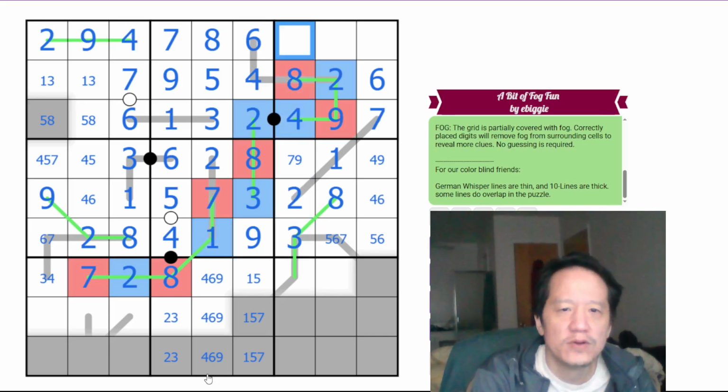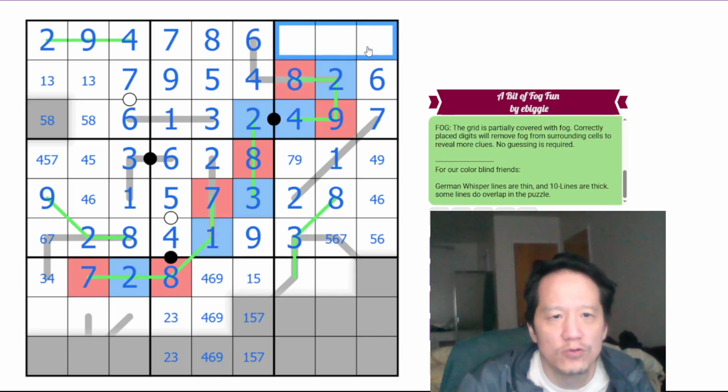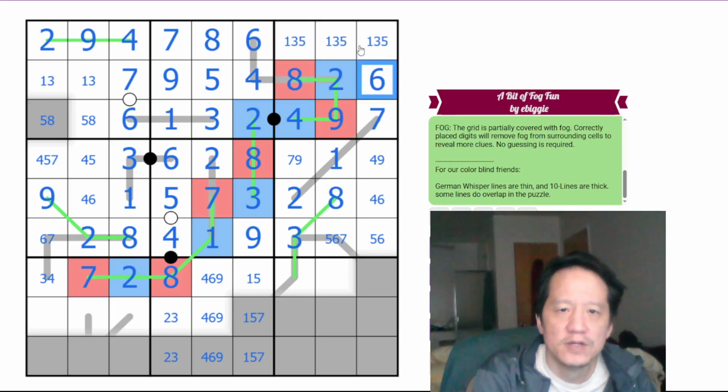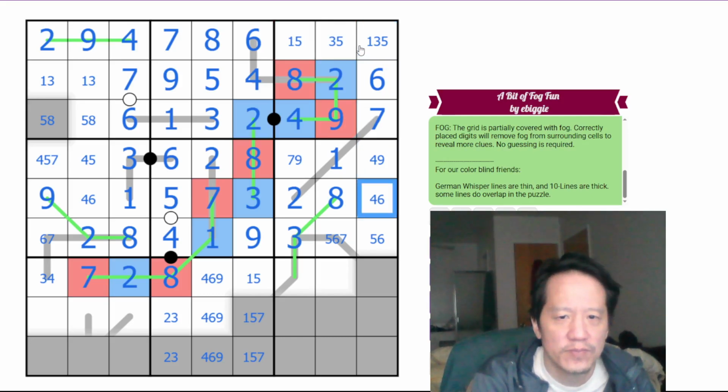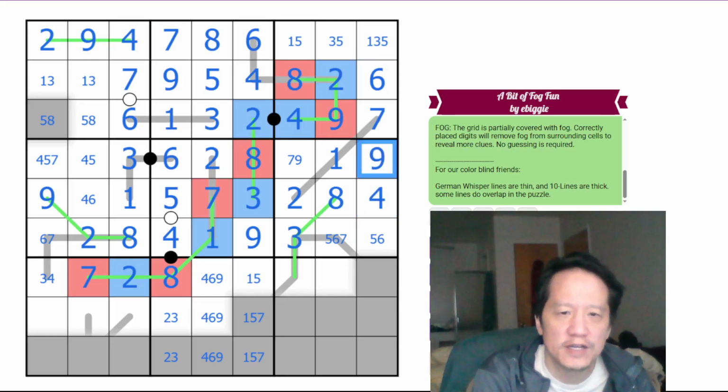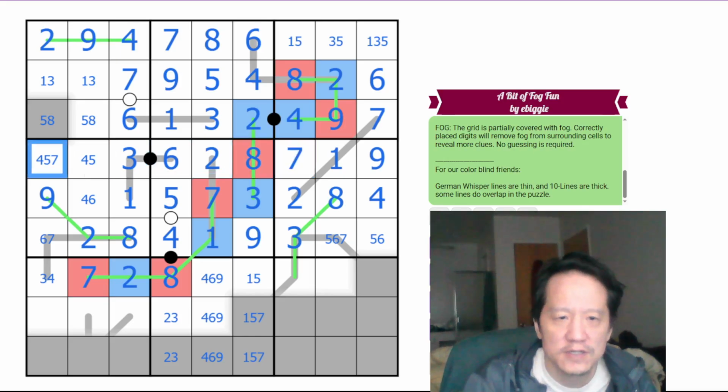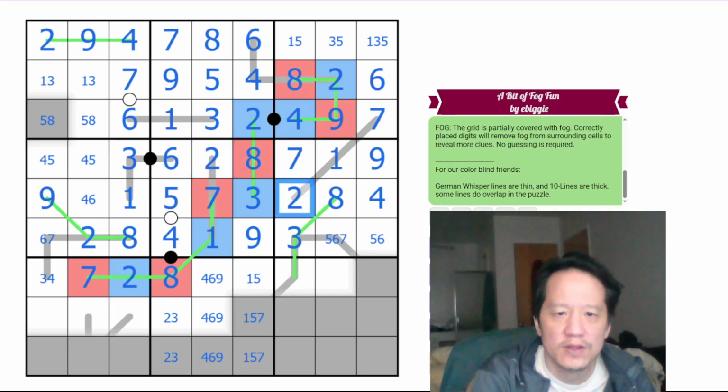Okay. Remaining digits in row 1 are 1, 3, and 5. But this can't be 3, this can't be 1, this could be any of them. This 6 means this can't be 6. So this must be 4, which makes that a 9, which makes that 7. Which makes this not 7. This 4 means this can't be 4, so this is 6.